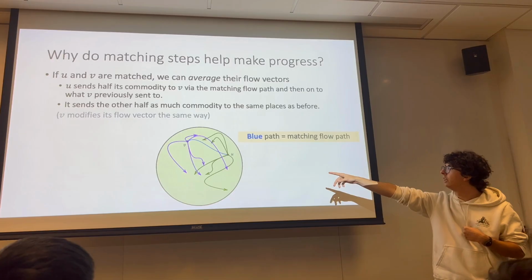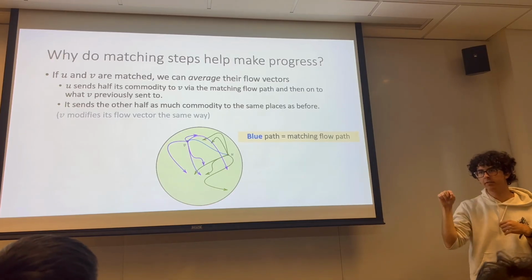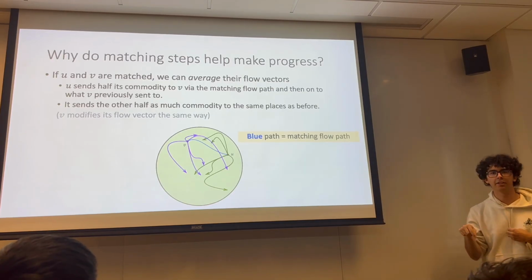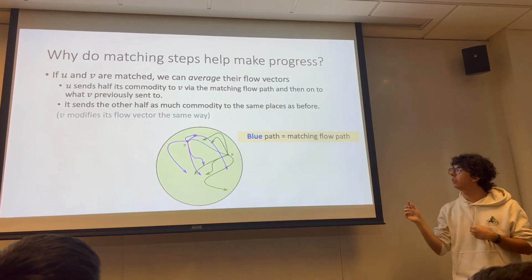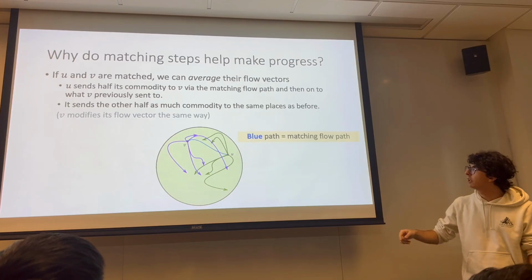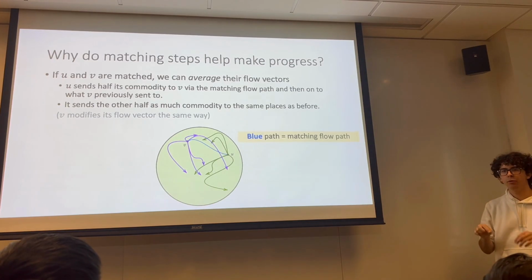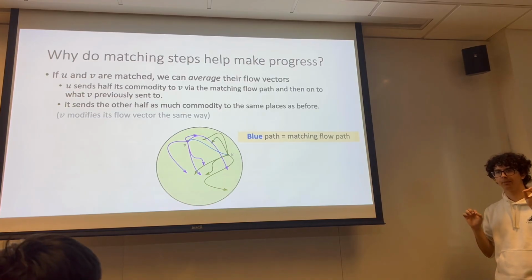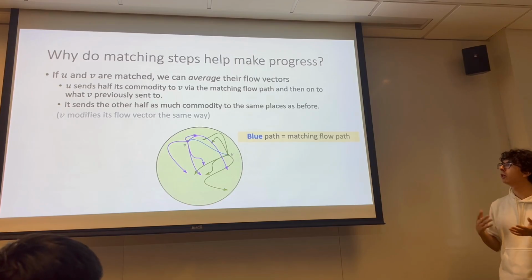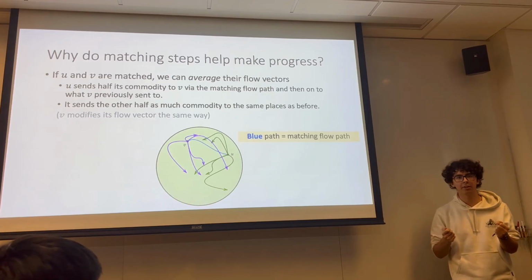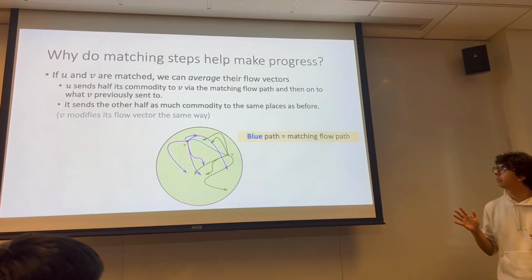In this picture, V had previously sent out its, maybe oil, to various places in the graph. U had maybe water, and it sent out its commodity to various places in the graph, like these green paths. And the matching step gives you a flow path between the two. So we can make progress towards U and V sending their commodities more places by the following idea.